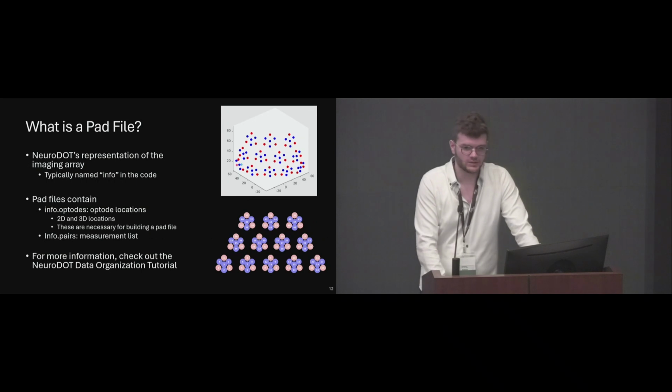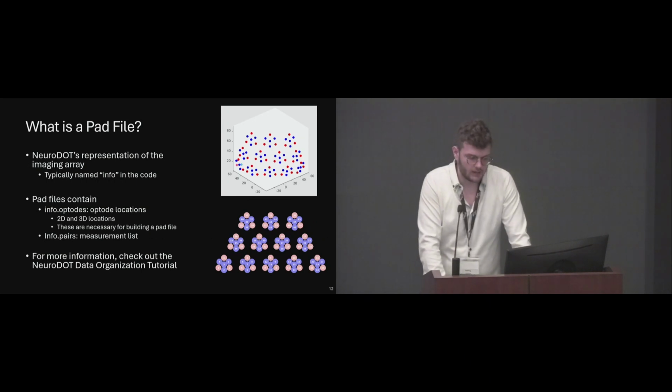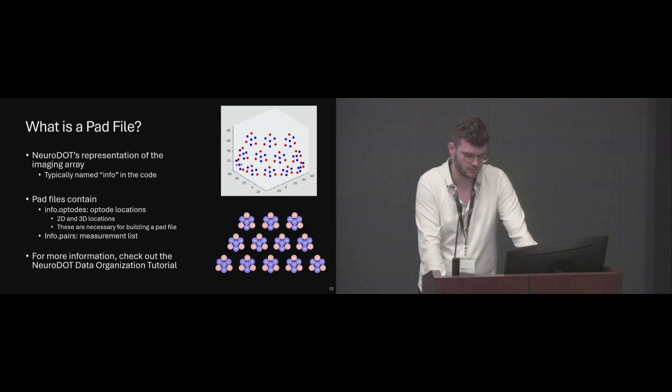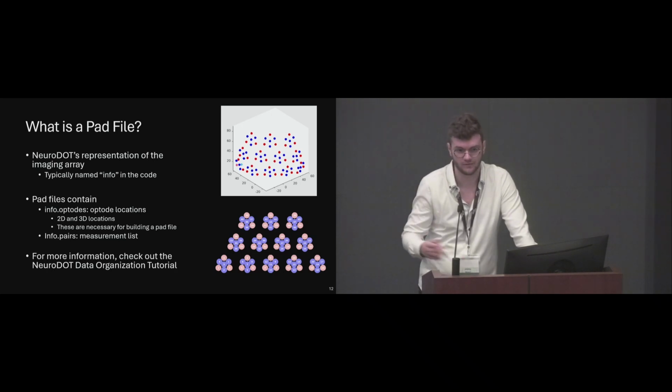So that brings us to the question, what is a pad file? A pad file refers to NeuroDOT's representation of the imaging array. This is typically named info in the code because a pad file is essentially just a bunch of metadata about your array. Pad files contain two key fields, info.optodes, which is your optode locations in 2D and 3D. These are the necessary inputs to build any pad file. You have to have both of them, and from that, all of our NeuroDOT code can generate your pad file for you. We'll go into this in the hands-on section.